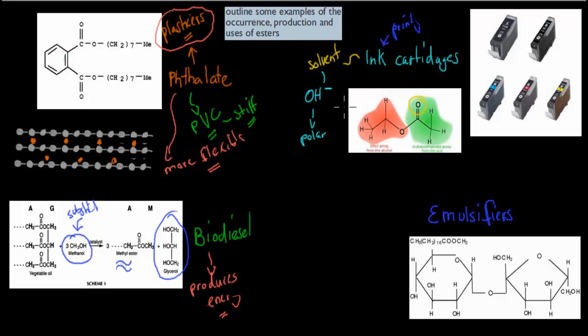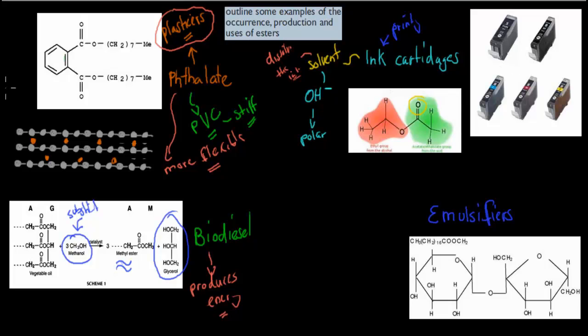And that means it will actually dissolve the ink. And that's why we use it when it comes to ink cartridges. We use its solvent property to help us dissolve the ink, and then we can print out onto our different types of paper. Because obviously the ink itself was at one stage quite liquidy.